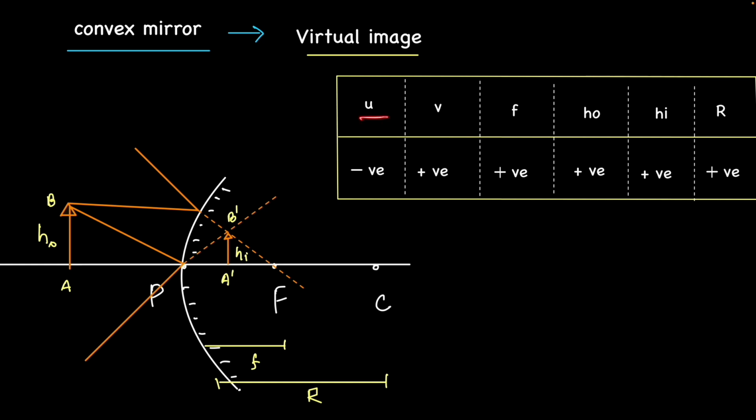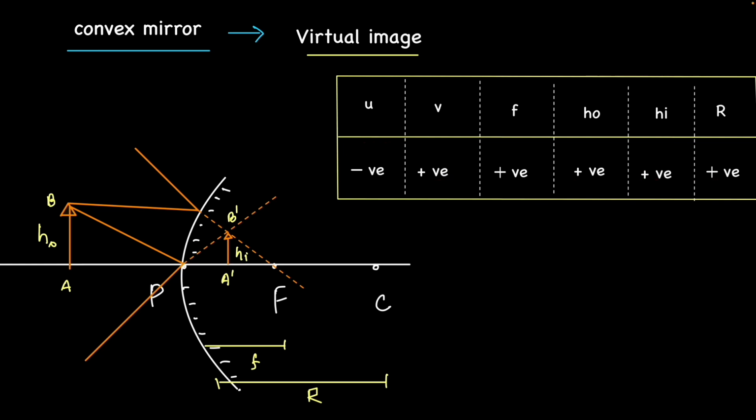We know that U is the distance between A and P, and it lies on the left side of the pole, so it is considered negative. Similarly, V is the distance between the image A' and P, and it lies on the right side, so it is considered positive. Focal length in this case is always on the positive side, and the height of the object is in the upward direction, so it is positive. The height of the image is also upward, so it is positive. Radius of curvature is on the right side, so it is positive. So you notice that in the convex mirror sign convention, only U is negative, and the rest of the terms are positive. So it's easy to remember.